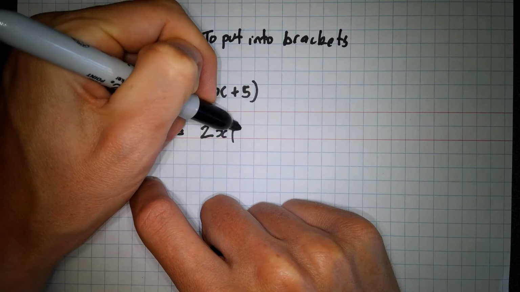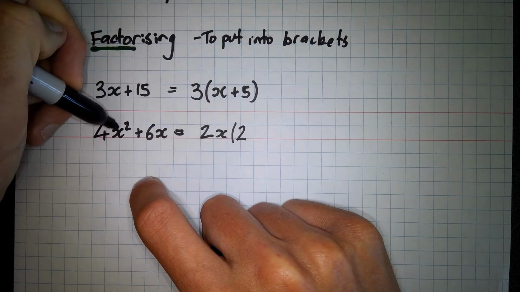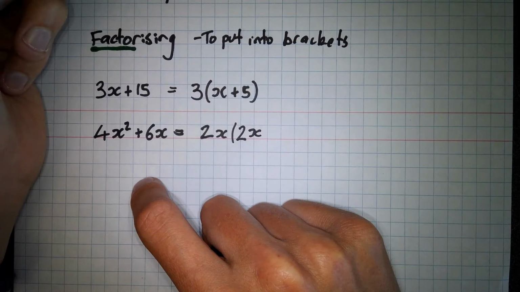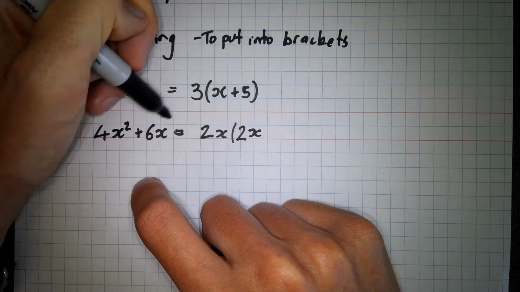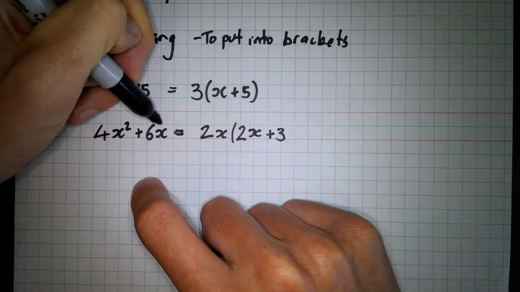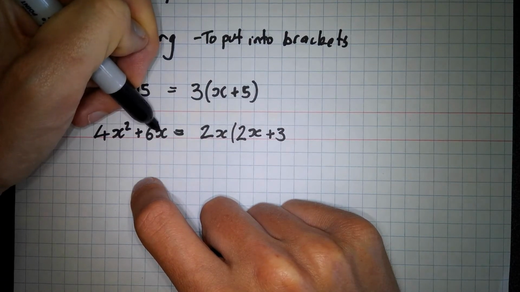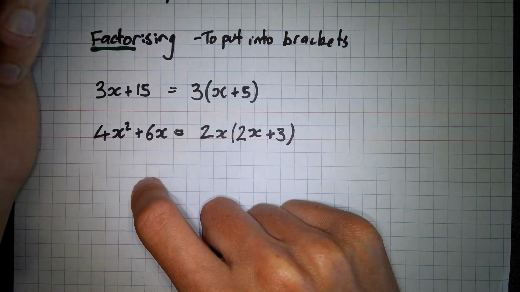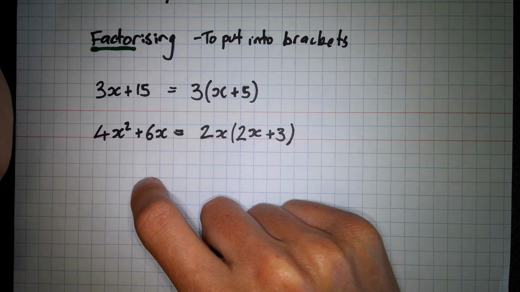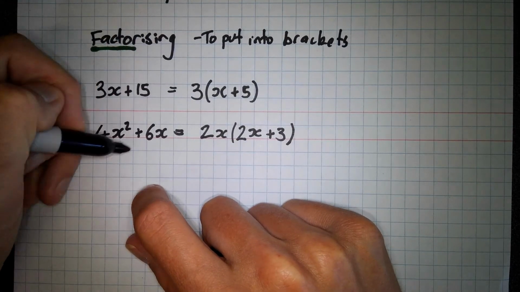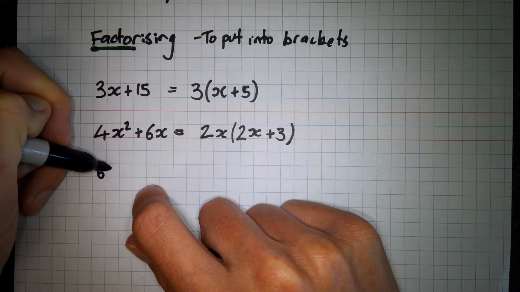Now 4x squared divided by 2x, well, we divide the numbers, that goes to 2, and x squared divided by x just leaves us with an x. 6 divided by 2 is 3, and x divided by x is equal to 1, which will just leave us like this. So that's factorised for that one.